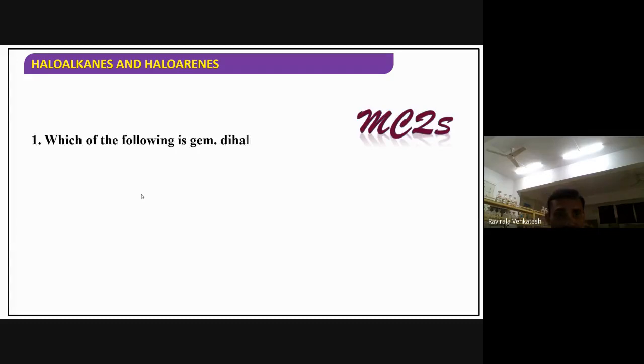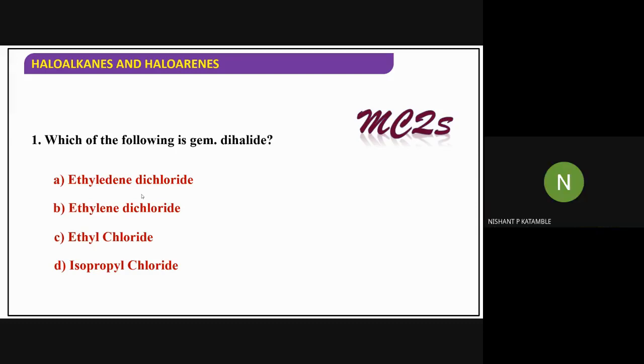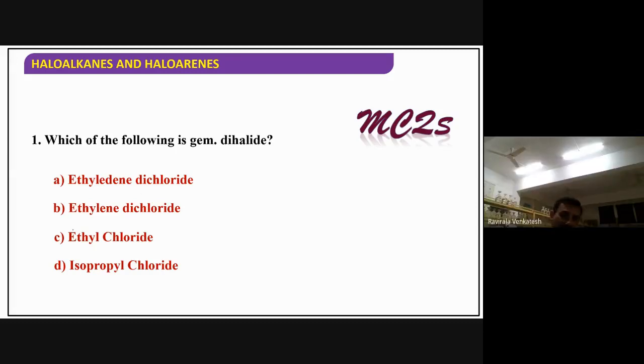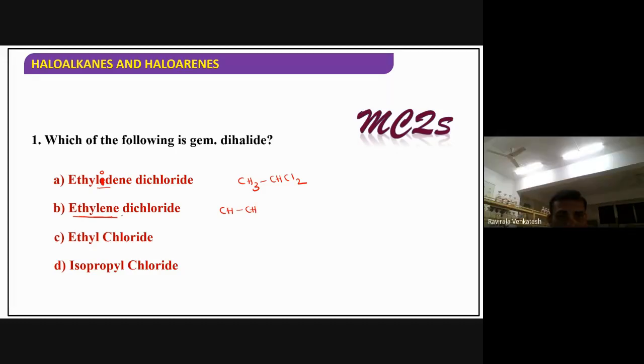Let me see some questions on this one. Which of the following is geminal dihalide? Give the answer. By seeing the nomenclature only we can say it. Ethylidene, ethylene, ethylidene. Here I should come. Now I can write like this. CH2, Cl2 it is. Which type of halide is this? Geminal. This one, option B.